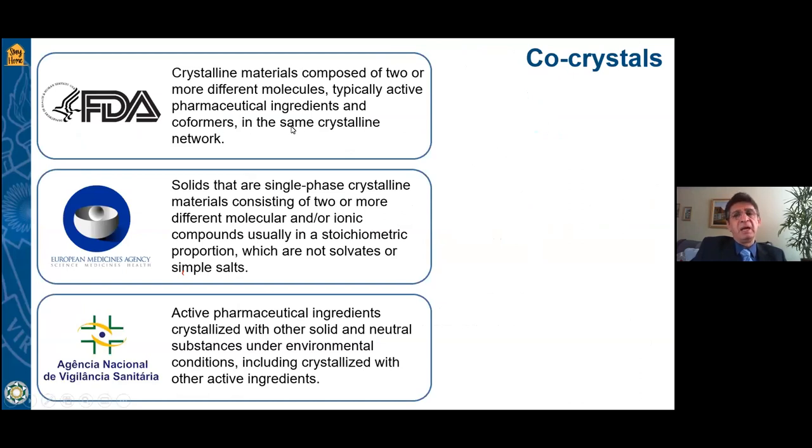Due to that, the main regulation agencies define rules to classify and to register co-crystals. The rules change a little bit from agency to agency, from the United States, from the European, from the Brazilian, but more or less all of them agree that a co-crystal is a multi-component system where the different components are linked by weak interactions, and those weak interactions are the main point of being a co-crystal.